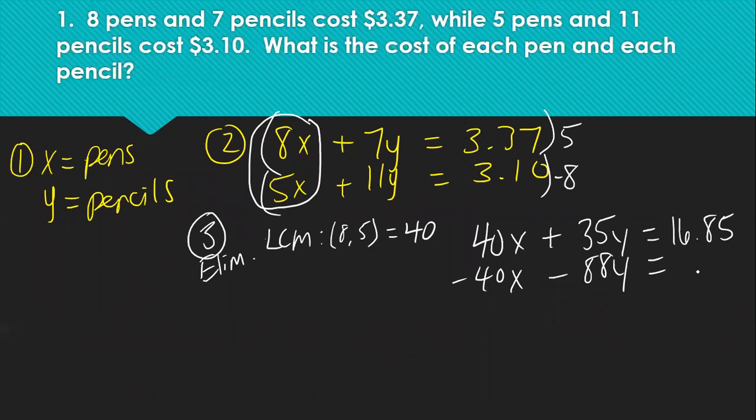What do we get? 4 times 8. We know it's a negative, because one has to be positive, one has to be negative. What is it? $3.10 times 8. 24.80. Right?